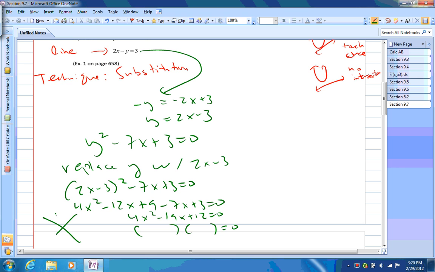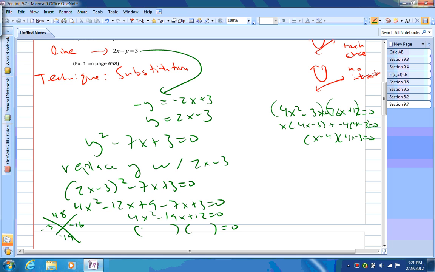Factor it. You can use a diamond if you like. So you want to find terms that multiply to 48 and add up to negative 19. That would be, let me think here, 3 and 16, both negative. So you have 4x squared minus 3x minus 16x plus 12 equals 0. Make that plus negative. Factor out x, you have 4x minus 3. Factor out negative 4. 4x minus 3 equals 0. So you have x minus 4 times 4x minus 3 equals 0. And so, of course, x will equal 4, or x will equal 3/4.